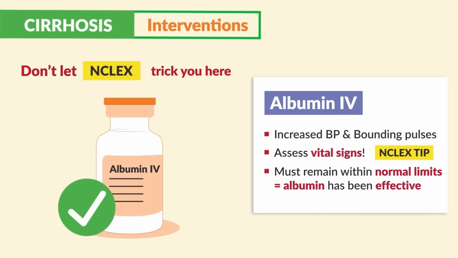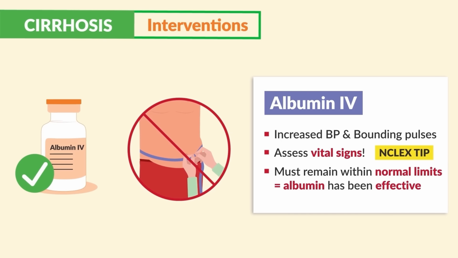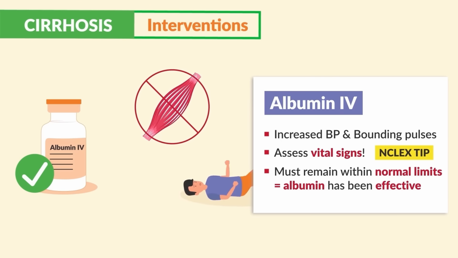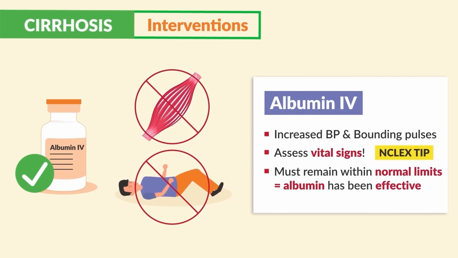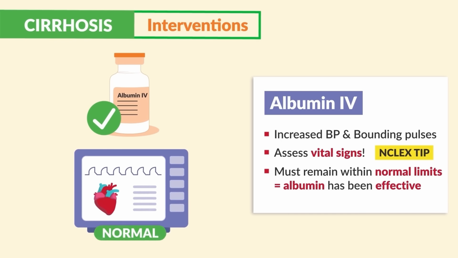Now, don't let the NCLEX trick you here. Albumin effectiveness does not depend on the reduction of abdominal circumference with ascites. And it does not resolve muscle tremors or twitching in the arms and legs. That's mostly for hepatic encephalopathy. So remember, albumin is effective if vital signs are within normal limits.